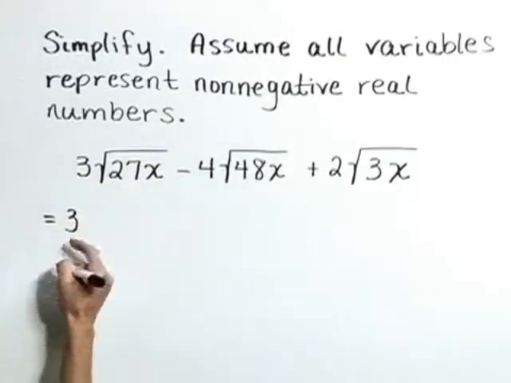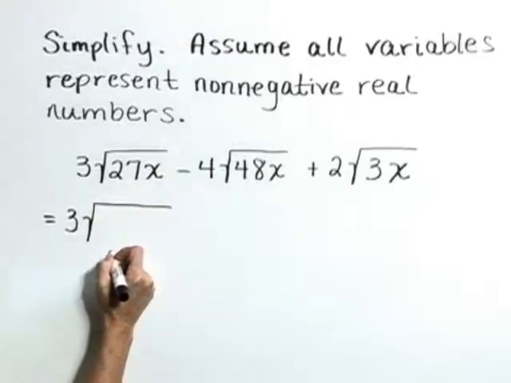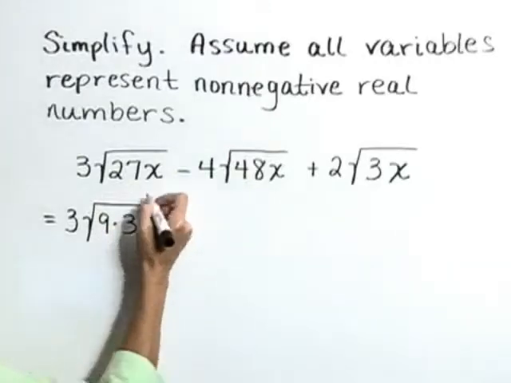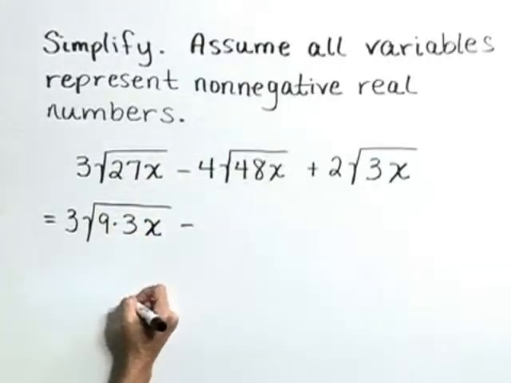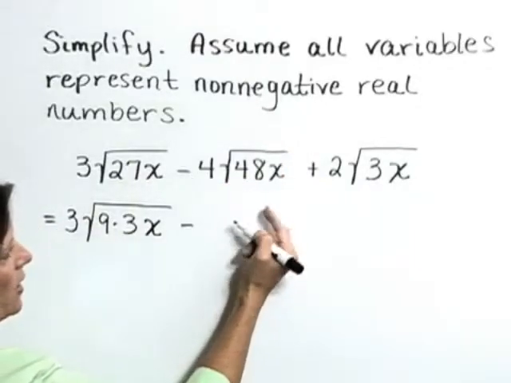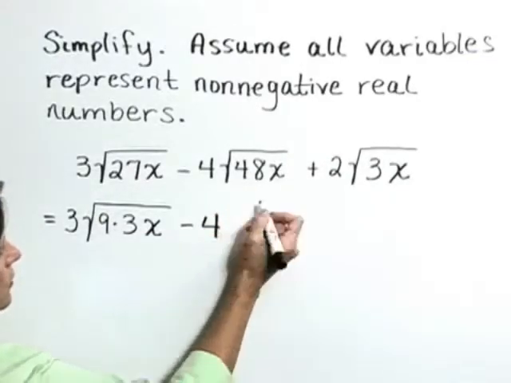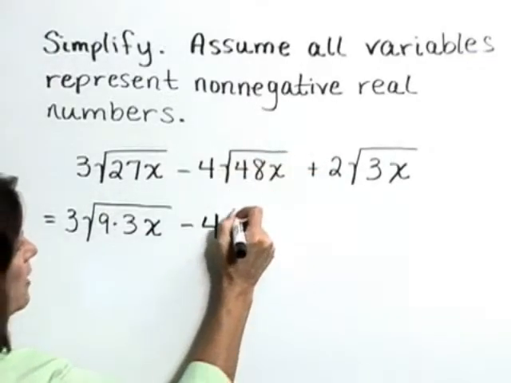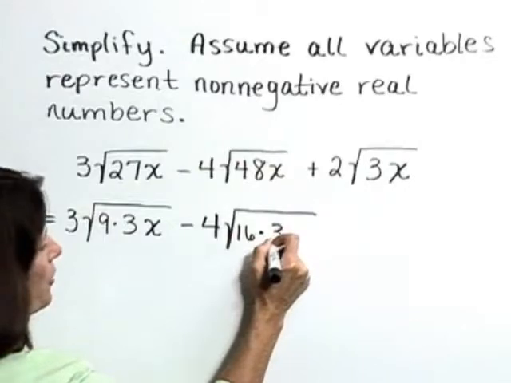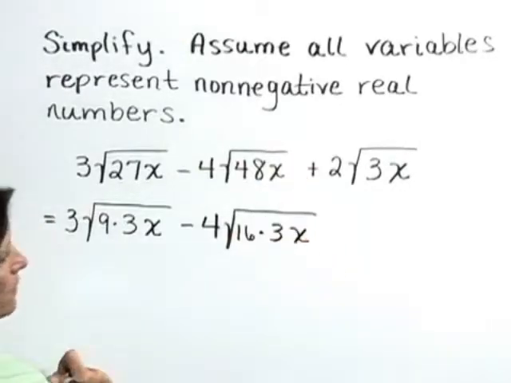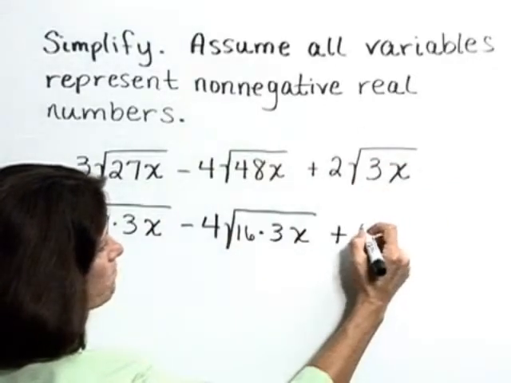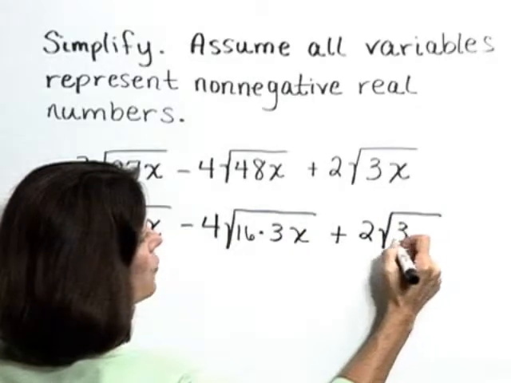So let's rewrite this as 3 times the square root of, in place of 27, let's put 9 times 3, then times x, minus, with our second term, 48 has a perfect square factor of 16. So this middle term becomes 4 times the square root of 48 is 16 times 3, and don't forget your x value under there. Lastly, this term is in its simplest form, so let's just rewrite it. 2 times the square root of 3x.